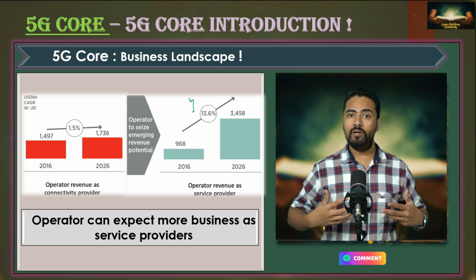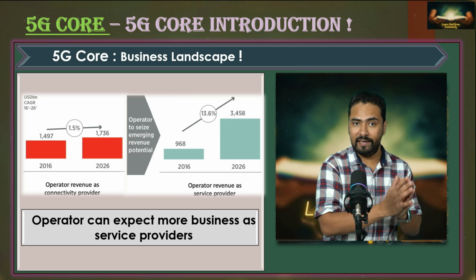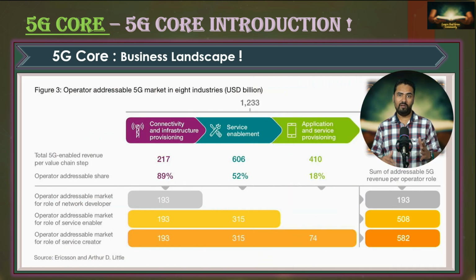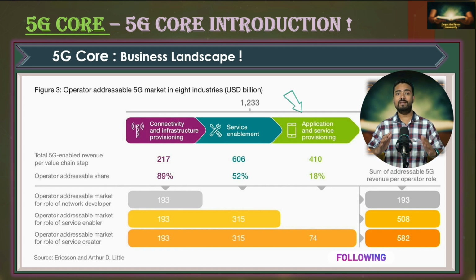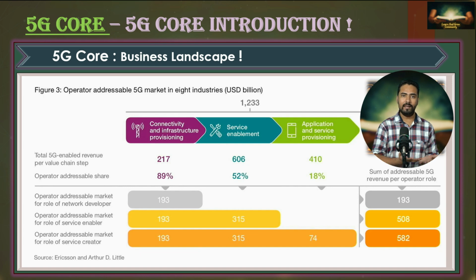And this is actually a very good growth compared to the legacy services. Here we have a detailed view of a market size for operators when they are acting as a connectivity provider, or if they are acting as a service enabler or even as a service provider. So as you can see, there is more revenue potential when operators act as a service provider. To understand this, first we need to understand the role of connectivity provider, service enabler and service provider.